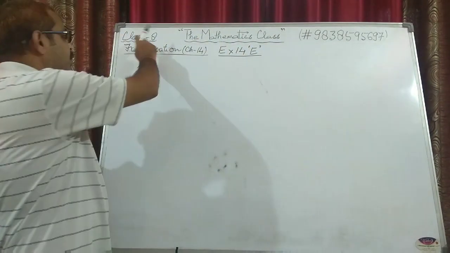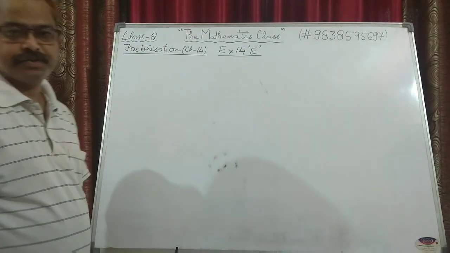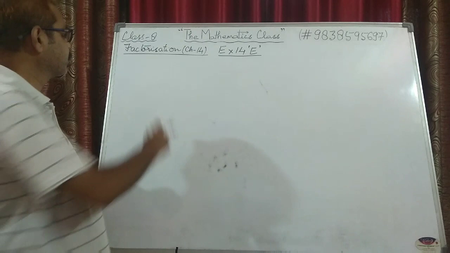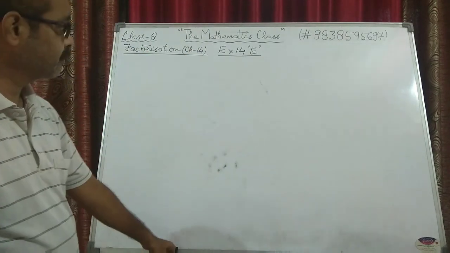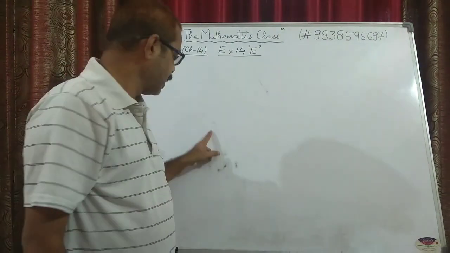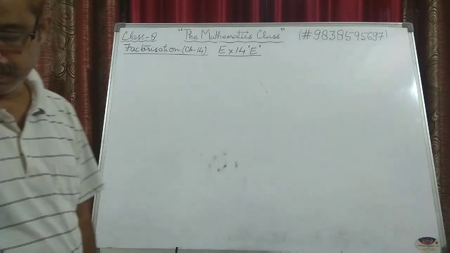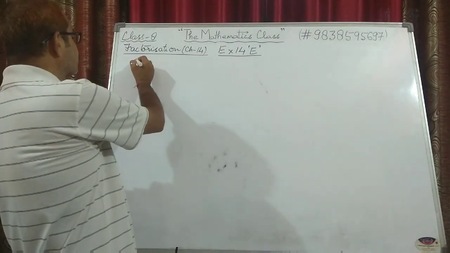Mathematics class. This is for class 8 and in continuation with the previous chapter, that was chapter 14, factorization. Now today we will be discussing exercise 14E, and in this we need to remember the identity, that is the difference of two squares.